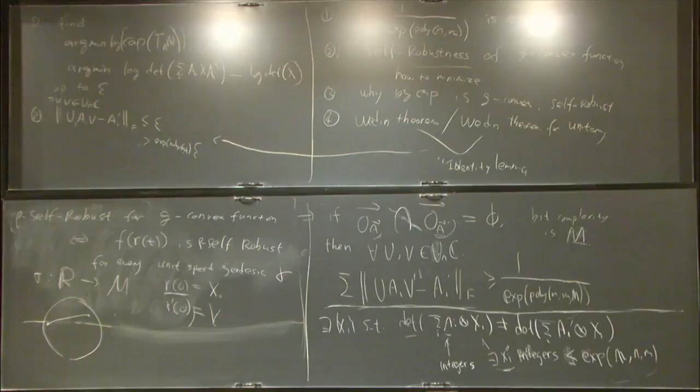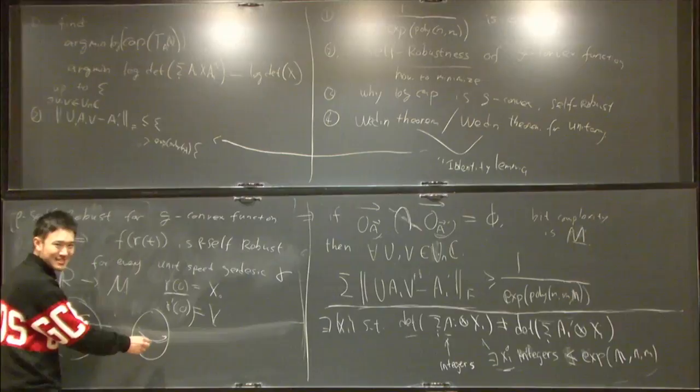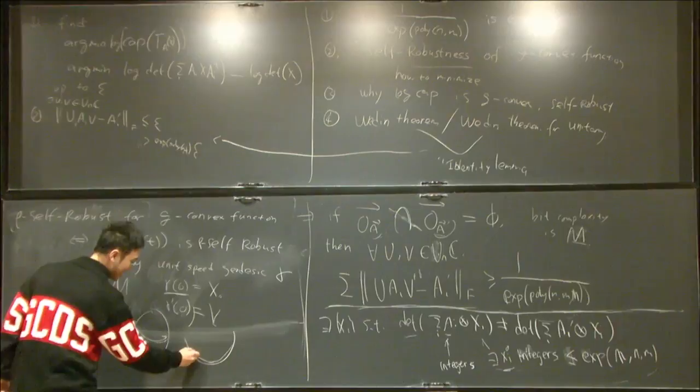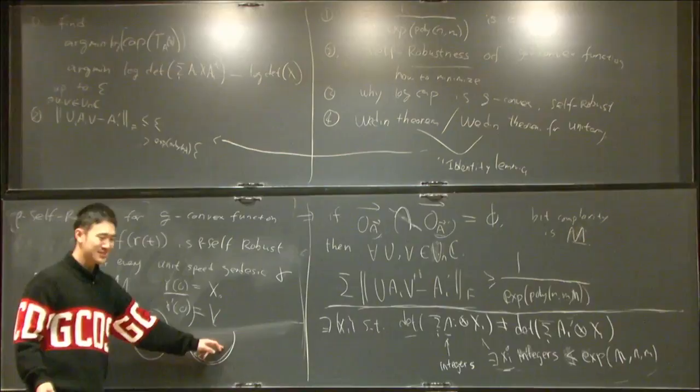For example, on a sphere the geodesic is just the great circle. So you can see on a ball, the geodesic may not be unique. You can go through this way or this way. But in this one, a Riemannian manifold, the geodesic is unique.